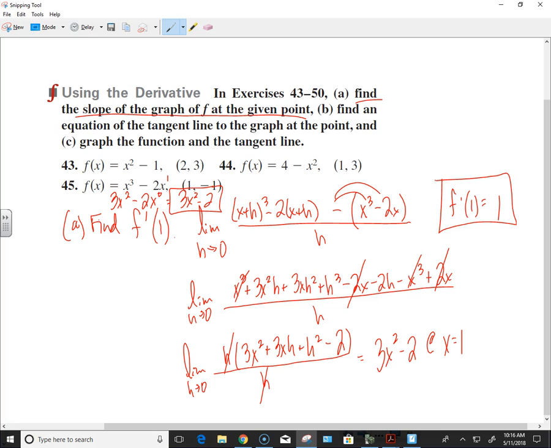Remember when I was solving all of this, I was solving for f prime of x. So once I got the 3x squared minus 2, I just had to plug in 1. So 3 times 1 minus 2 is 1. That's A. B says find an equation of the tangent line.